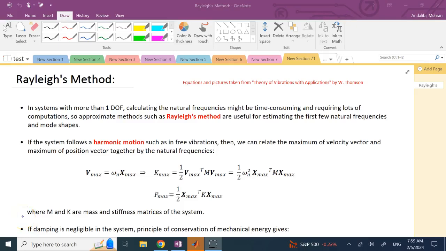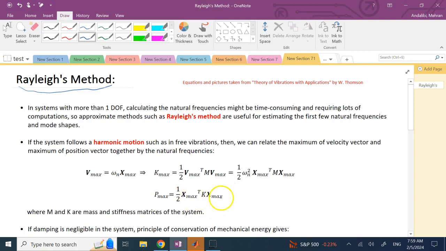Hello everyone. In this video we are going to talk about Rayleigh's method, which is one method for calculating the fundamental natural frequency of the system, the fundamental frequency or the first natural frequency of the system, the lowest one, the smallest one. And this is an approximation method. So we're going to see how this method works.